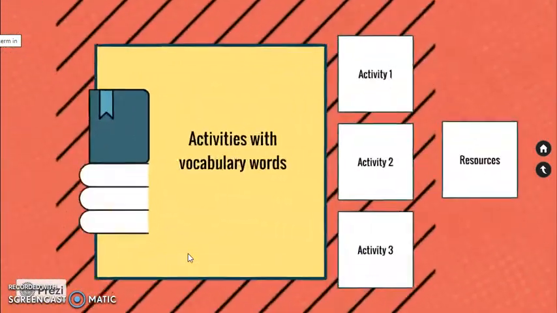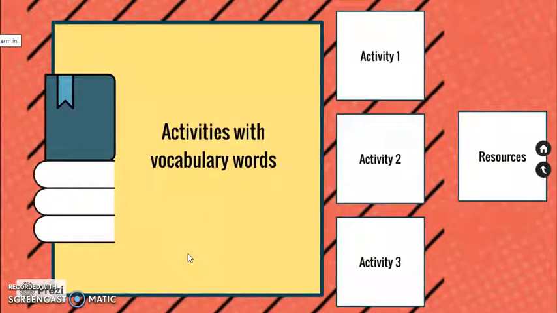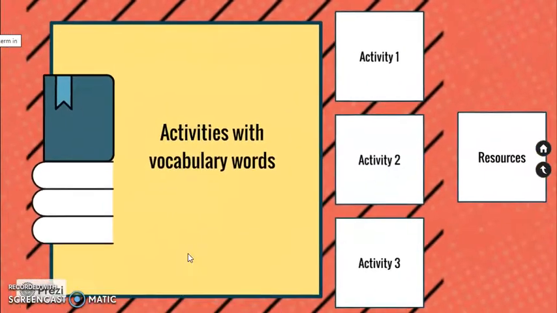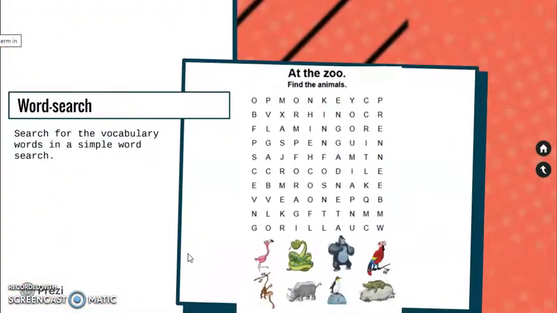My third learning center is the vocabulary center. My objectives are students would use word structure to learn the meaning of words. This center has 3 activities for the students to complete. The first activity, students will use their vocabulary words to complete the worksheet. The second activity, students would search for the vocabulary words in a simple word search.